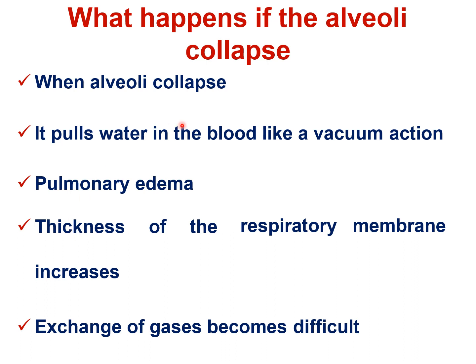So what happens if the alveoli collapse? When the alveoli collapse, it pulls the water in blood like a vacuum. From the blood, that is the pulmonary capillaries, the water will be pulled into the alveoli. That leads to the pathology pulmonary edema. In this pulmonary edema, the thickness of the respiratory membrane is increased. The respiratory membrane consists of 5-6 layers, starting from the inner side of the alveolar sac till the blood capillary endothelium. That thickness will be increased, and because of this increased thickness, the exchange of gases will become difficult.